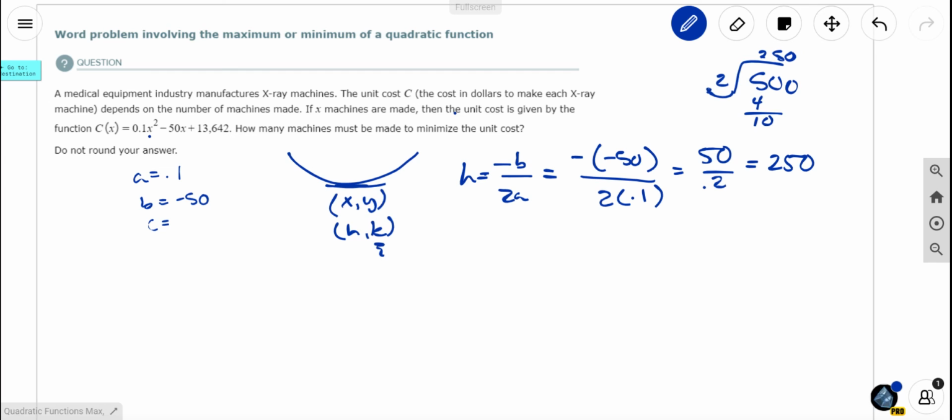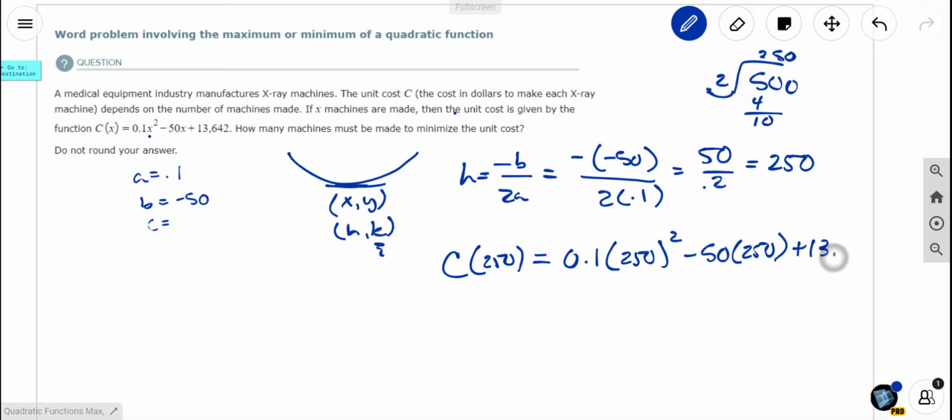Then you're going to have to go back in and find C of 250, which means it's 0.1 times 250 squared, minus 50 times 250, plus 13,642. So you can see why this is a calculator problem. And I'm going to let you finish this. I just want to make sure you know how to set it up, and that's what you're looking for. Next one.